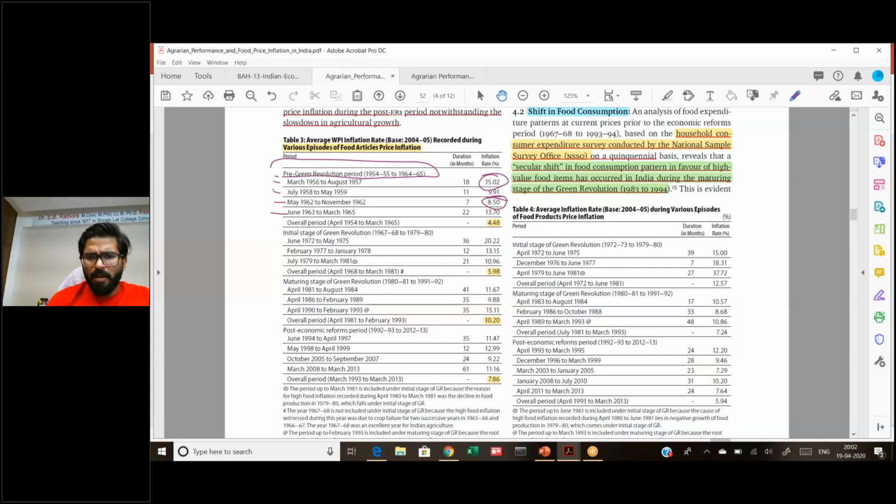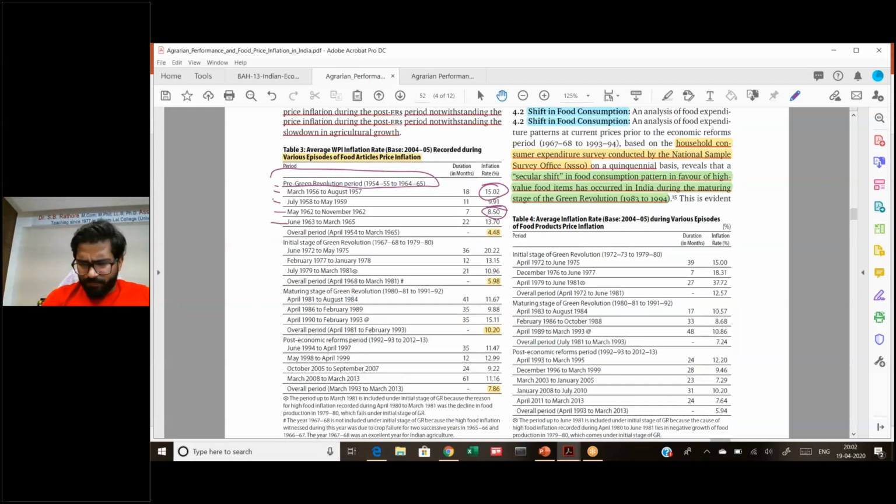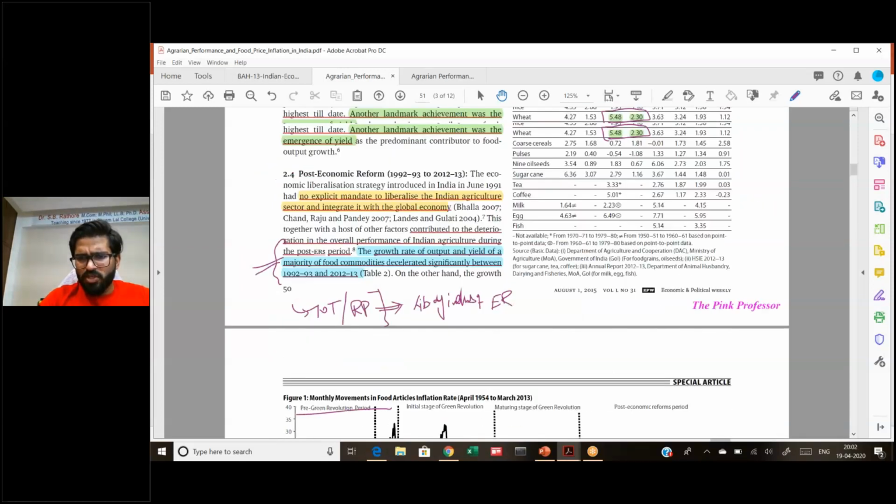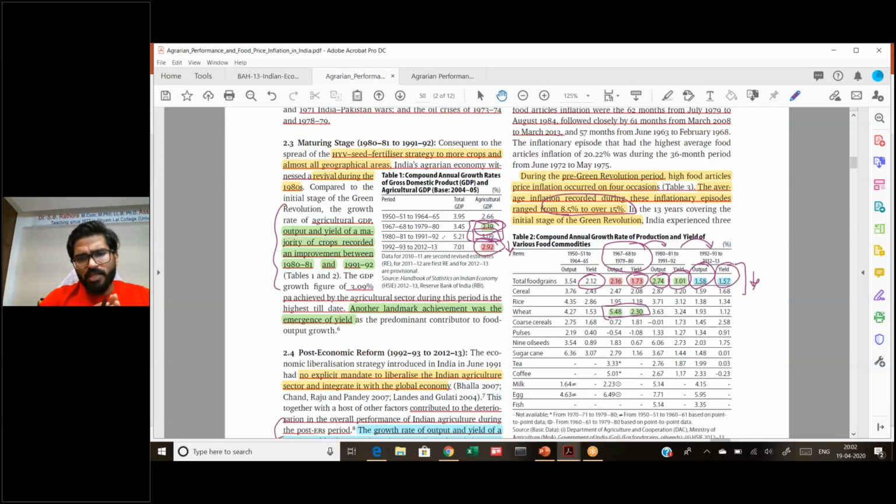Now, you don't need to remember the exact data. There's a lot of data, but you can't remember all of it. So what you can remember is that the inflation rate was high in this period.